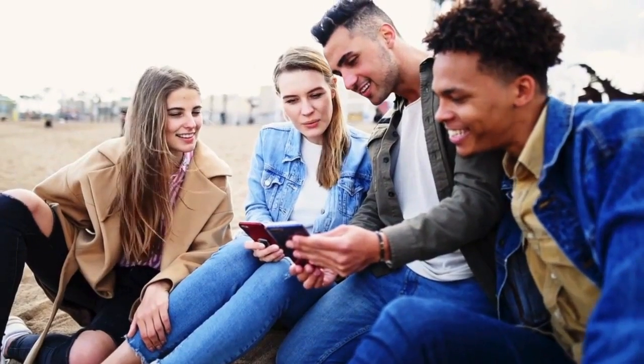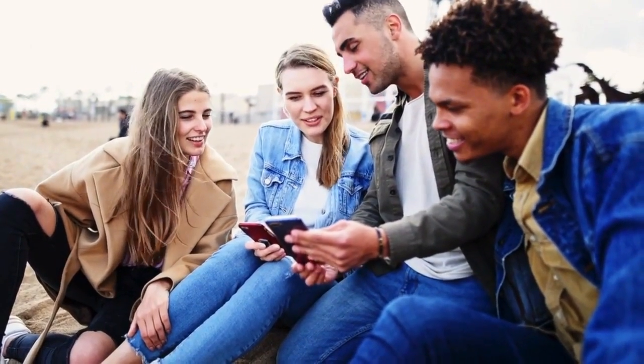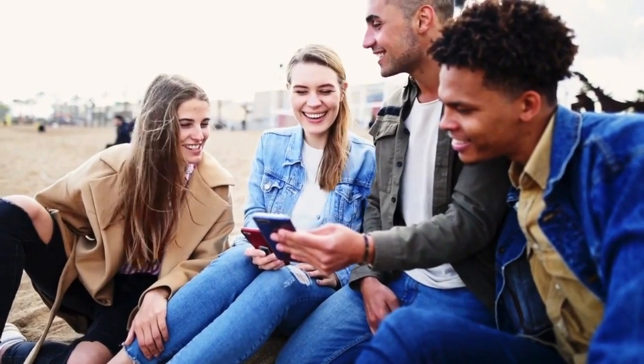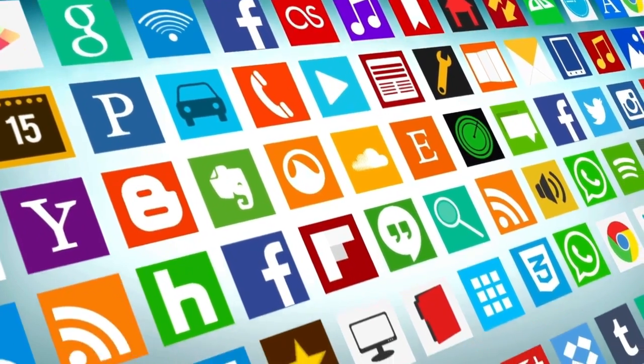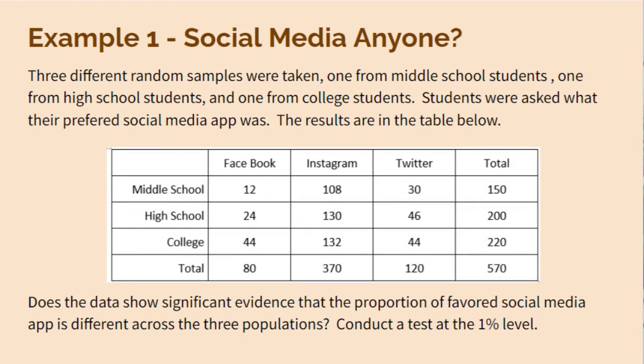Let's take a look at a quick example. 3 different random samples were taken, one from middle school students, one from high school students, and one from college students. Students were asked what their preferred social media app was. The results are in the table below. So here we clearly see 3 different groups, middle schoolers, high schoolers, and college students, and we're trying to see if the social media app that they prefer is the same or different across the groups.